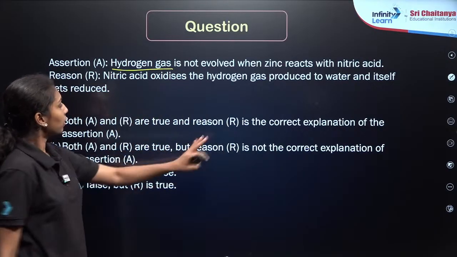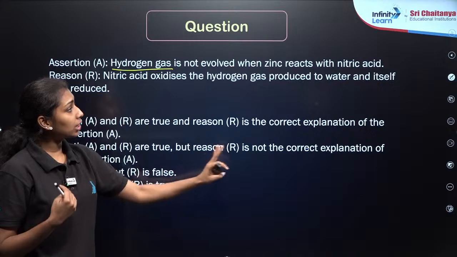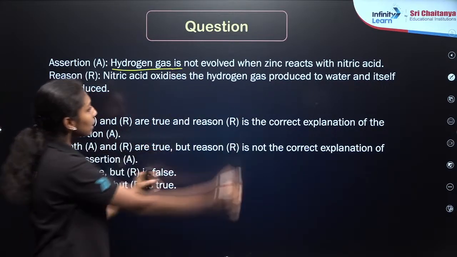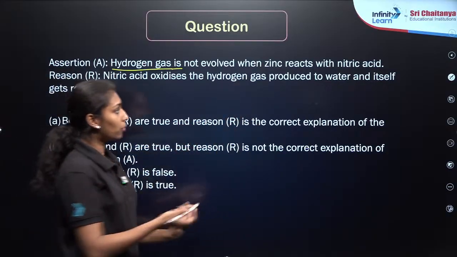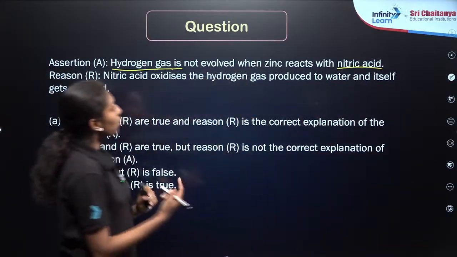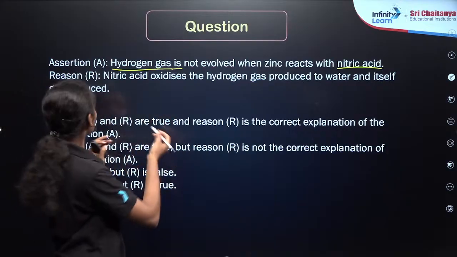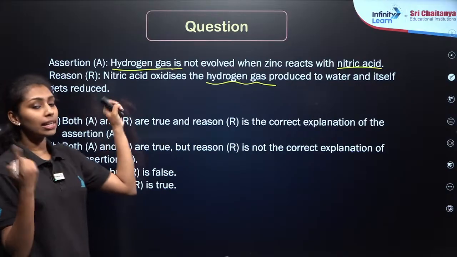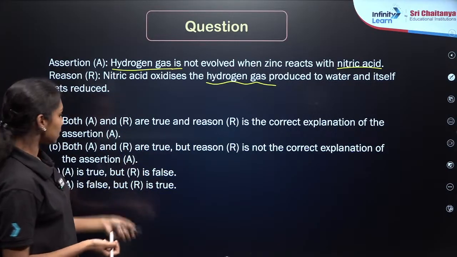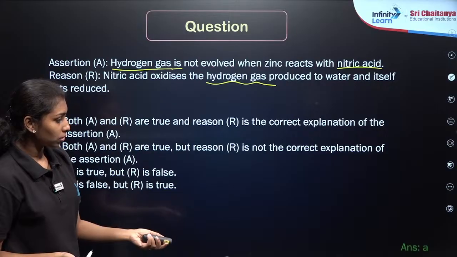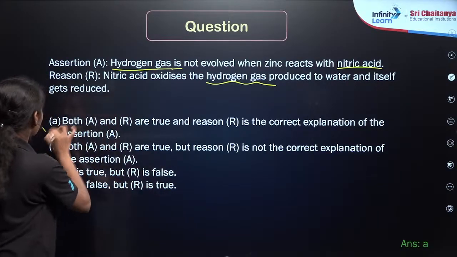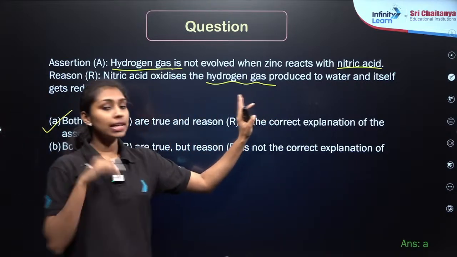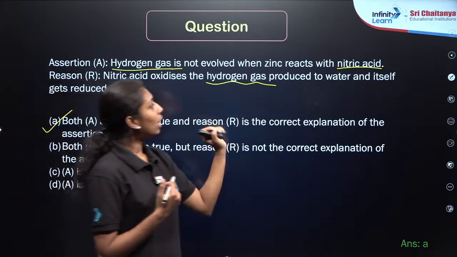If you have gone through the chapter, we can say that whenever metals react with acid, they will produce salt and hydrogen gas. But in the case of nitric acid, because of its high oxidizing power, instead of hydrogen they will produce water. Which means both assertion and reason are correct, and the reason is the correct explanation. So, what will be the correct answer? Option A. This is a special case of nitric acid. Because of its high oxidizing power, instead of forming hydrogen, it will form water plus the corresponding salt.